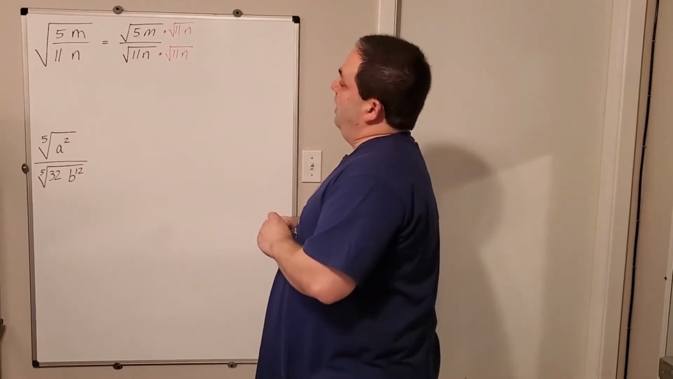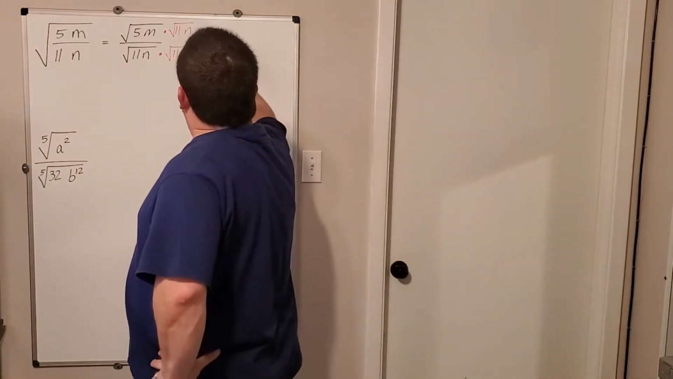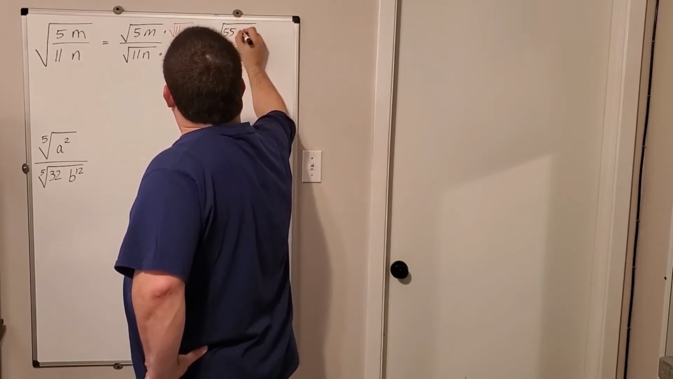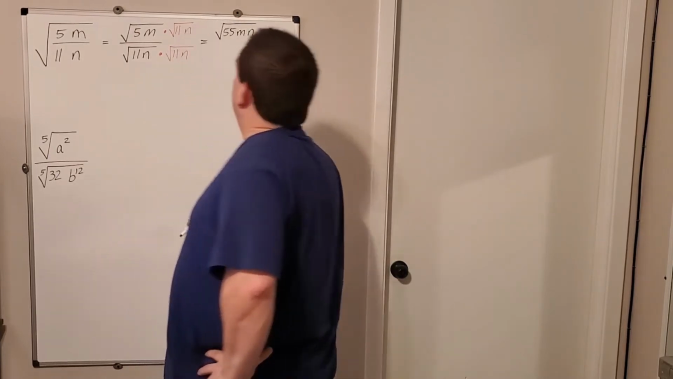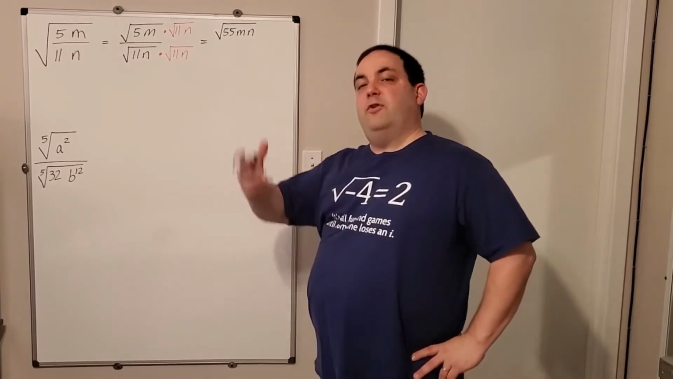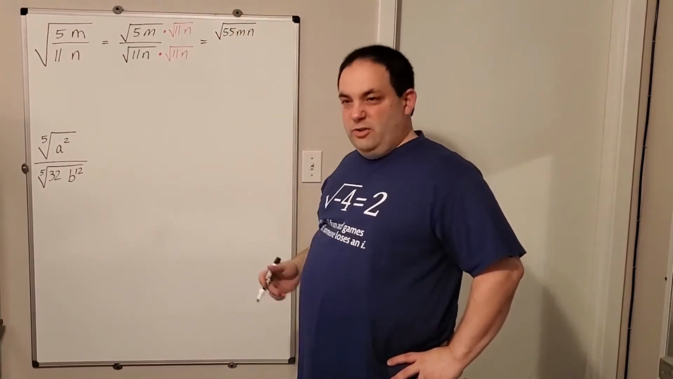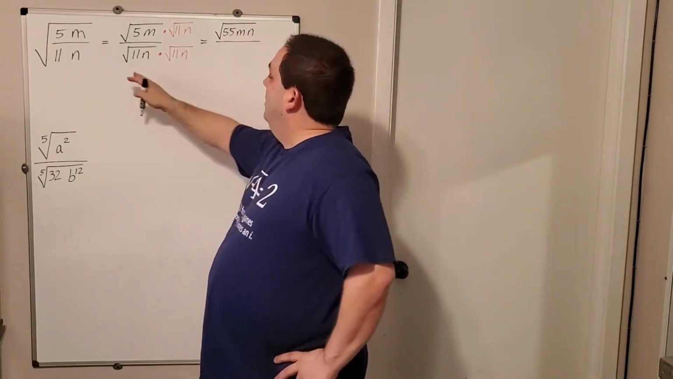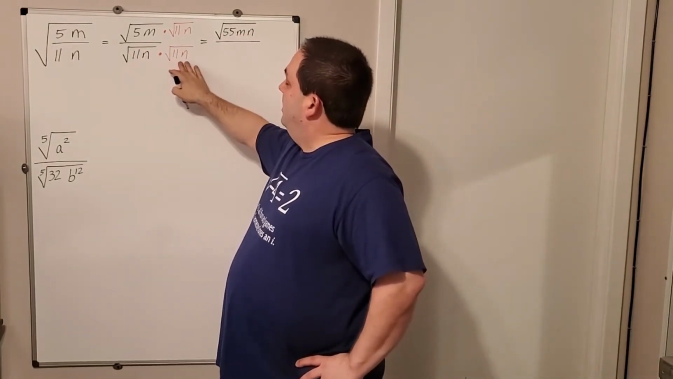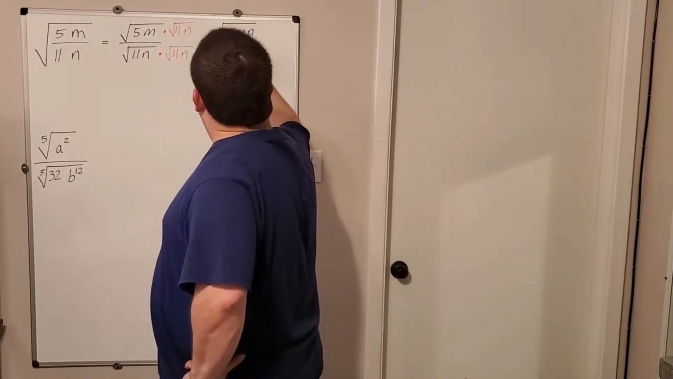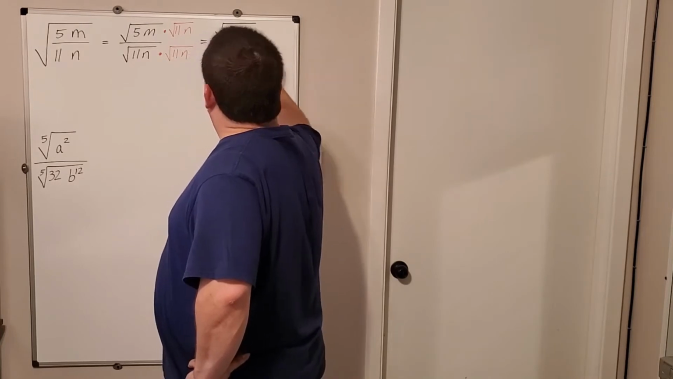So at this point, I've got in the numerator square root of 55mn. I know, kind of a messy radical, but you know what? That's the price you pay for cleaning up the denominator. The numerator just gets a little messier. And then, of course, in the denominator, I've got the square root of 11n times 11n, and since there's 2 of them, squared and square root, opposite operations, I end up with just 11n.